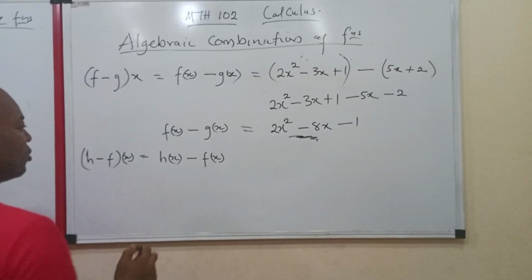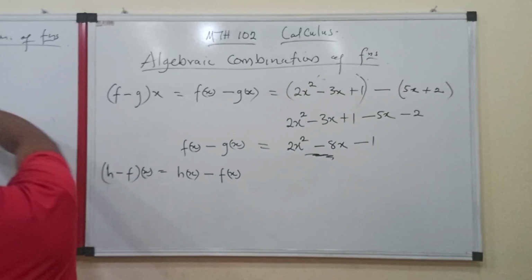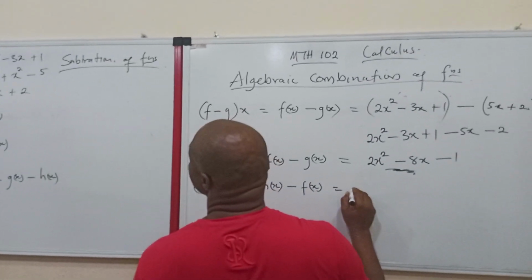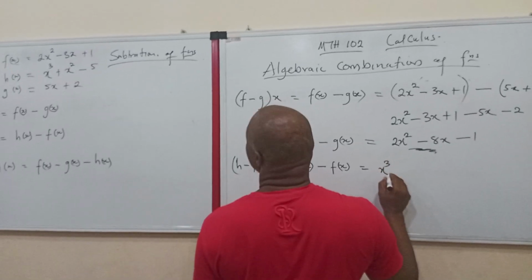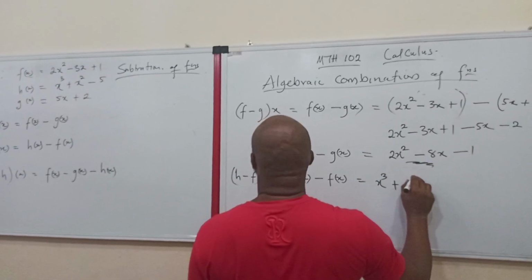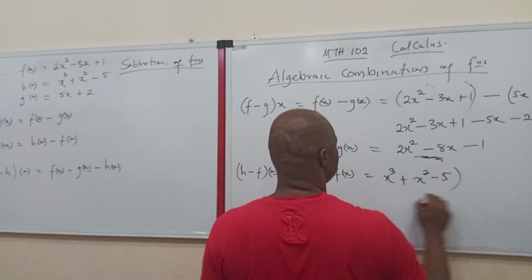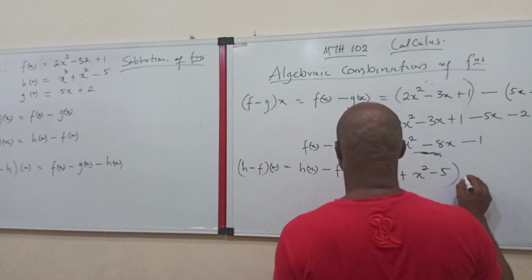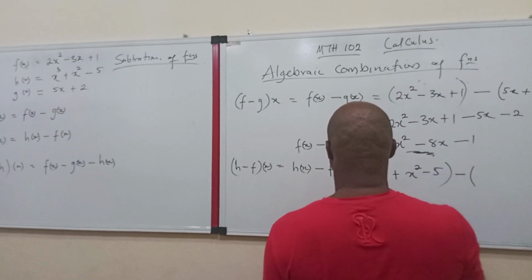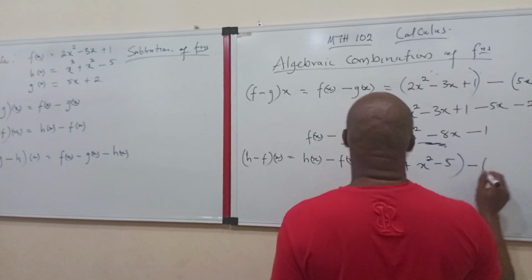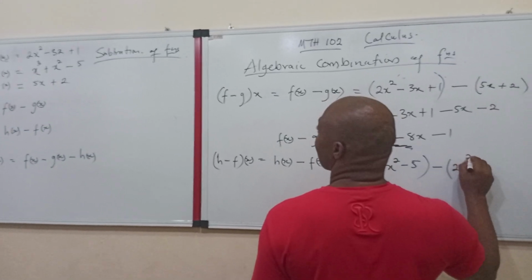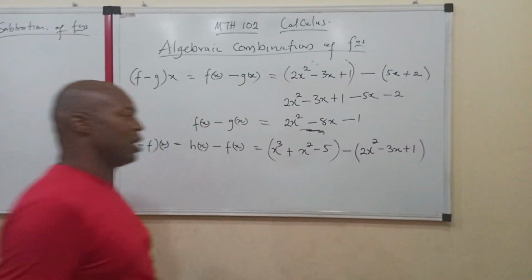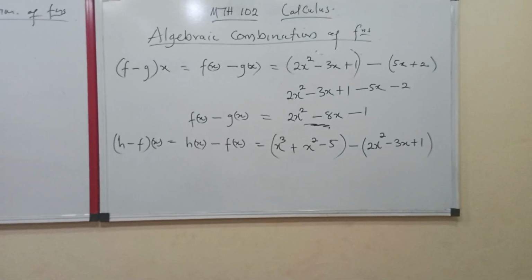Now, our h of x is clearly, explicitly written. So we have x raised to the power 3 plus x raised to the power 2 minus 5 for that of h of x. But for f of x, we have minus, because of this minus f of x, we have 2x raised to the power 2 minus 3x plus 1. That's what we have for f of x.